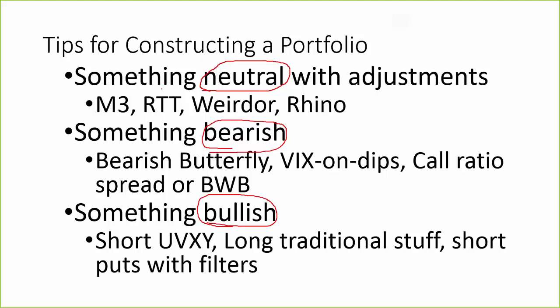Examples of neutral trades would be all of these. M3, road trip trade, Weirdor, Rhino. I didn't mean to leave anybody else off, but these are ones that come to mind as very well studied, with lots of documentation about them, things that you don't have to go reinvent the wheel on, and you can just learn these trades and probably have positive expectancy on, especially in neutral markets and sideways moving markets. Then you should have something that's bearish.